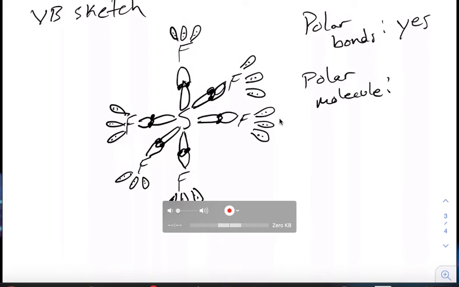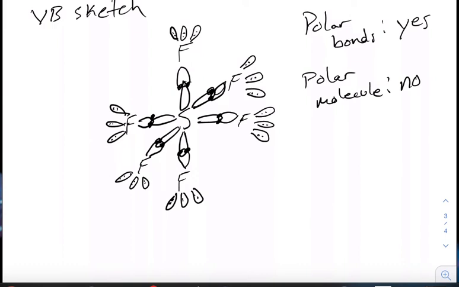So even though we do have the polar bonds, notice there's no lone pairs on the central atom to break up any of the symmetry of the shape. And so the actual molecule itself is not polar. It's going to be a non-polar molecule at the end of this.